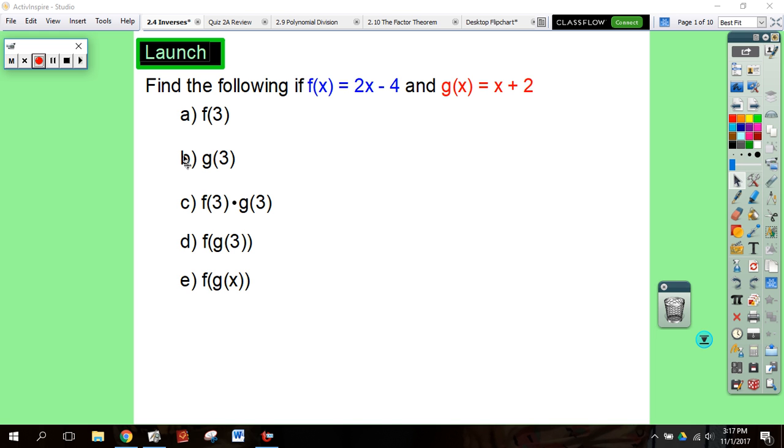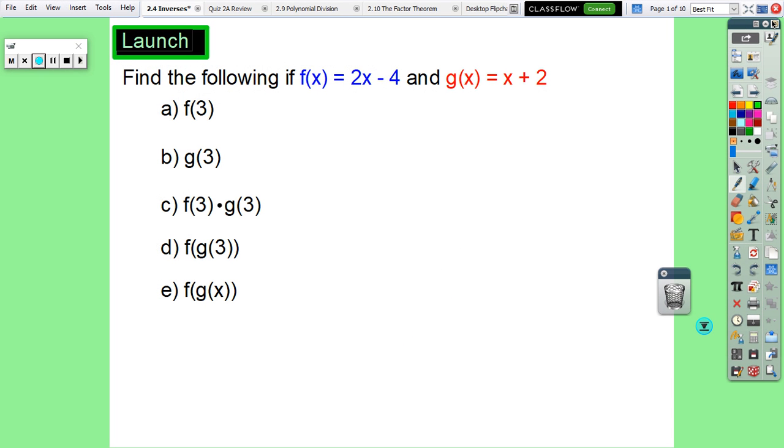Okay, so this is lesson 2.4, where we're going to be learning about inverses. This follows from the lesson that we had over composition of functions. So remember that whatever is inside here becomes the input into this function here. So we just need to make sure that the letters match. So we're going to take 3 and plug it into the f function, which would be 2 times 3 minus 4. So 2 times 3 is 6, 6 minus 4 is 2, so our answer here would be 2.